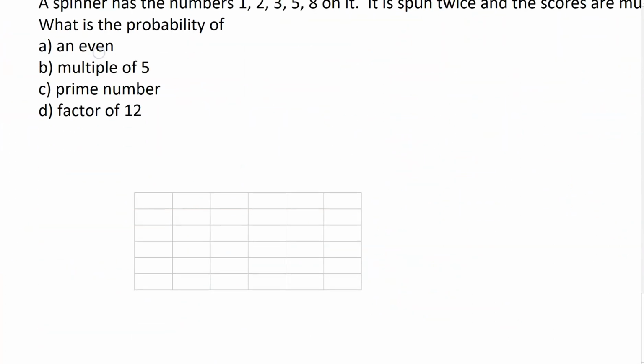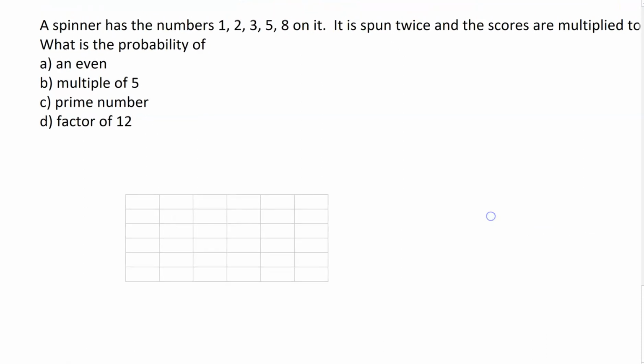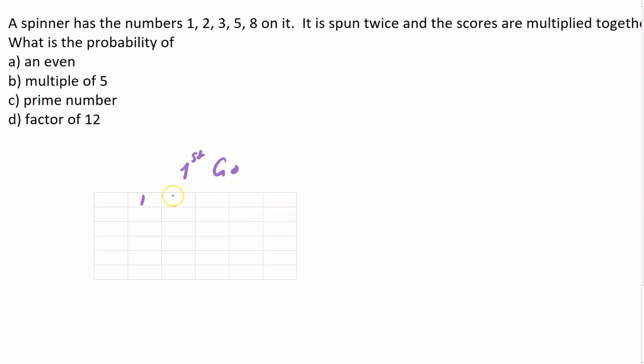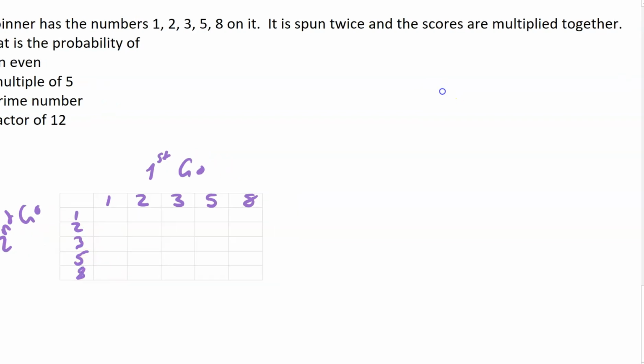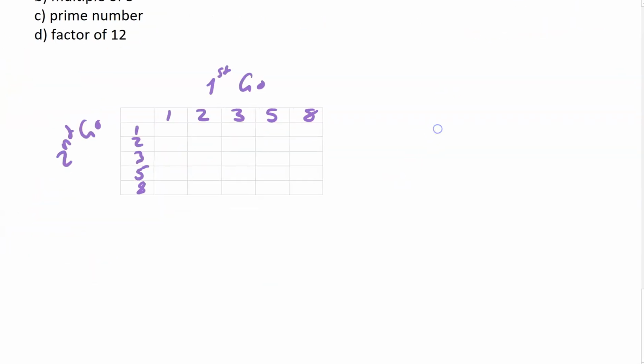Very last one. Oh, where's it gone? Down there. A spinner is spun. It's spun twice. So my first go, I had 1, 3, 1. Doesn't really matter what order these are, but I'm going to do them in the order it says. And then on my second go, 1, 2, 3, 5, 8. The scores are multiplied together, so I need a times symbol in the corner.